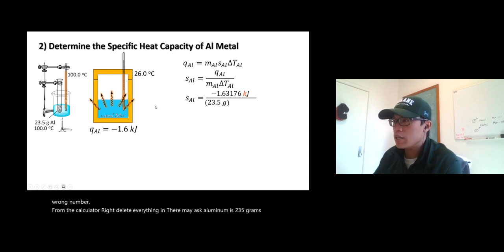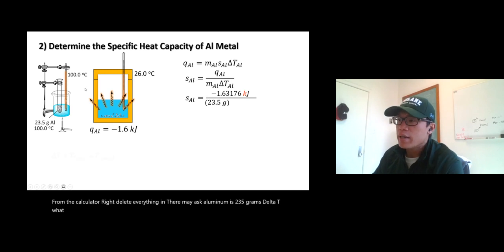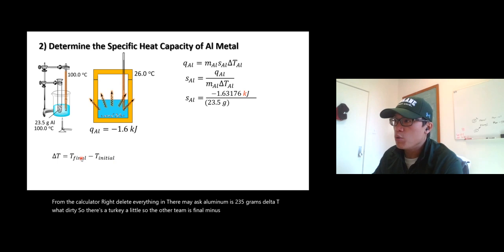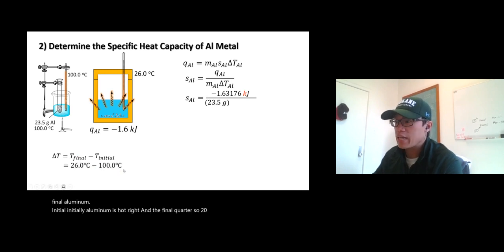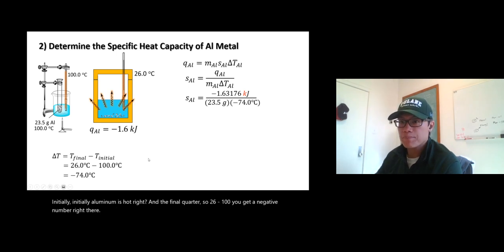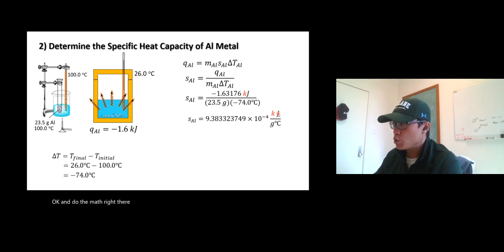Delta T, what is delta T? So delta T is a little tricky. Delta T is final minus initial. Initially aluminum is hot, and the final is colder. So 26 minus 100, you get a negative number right there. And do the math, you get that number, still in kilojoules.